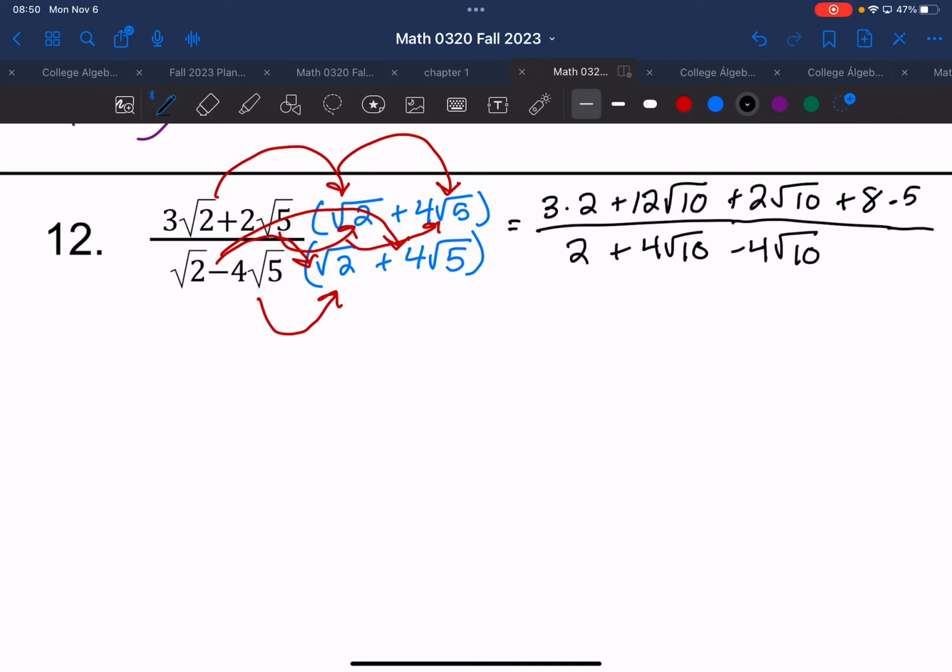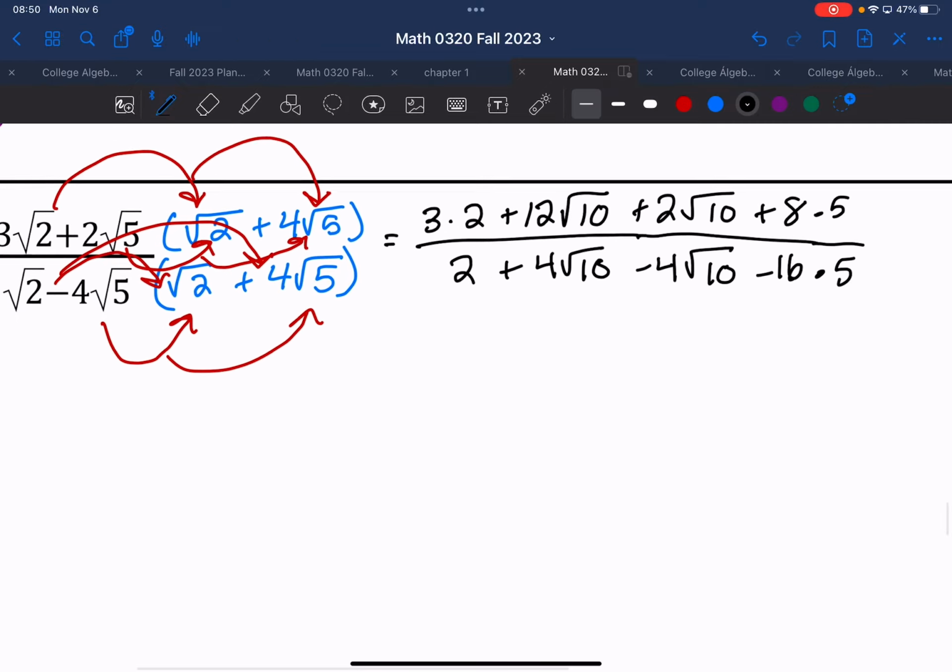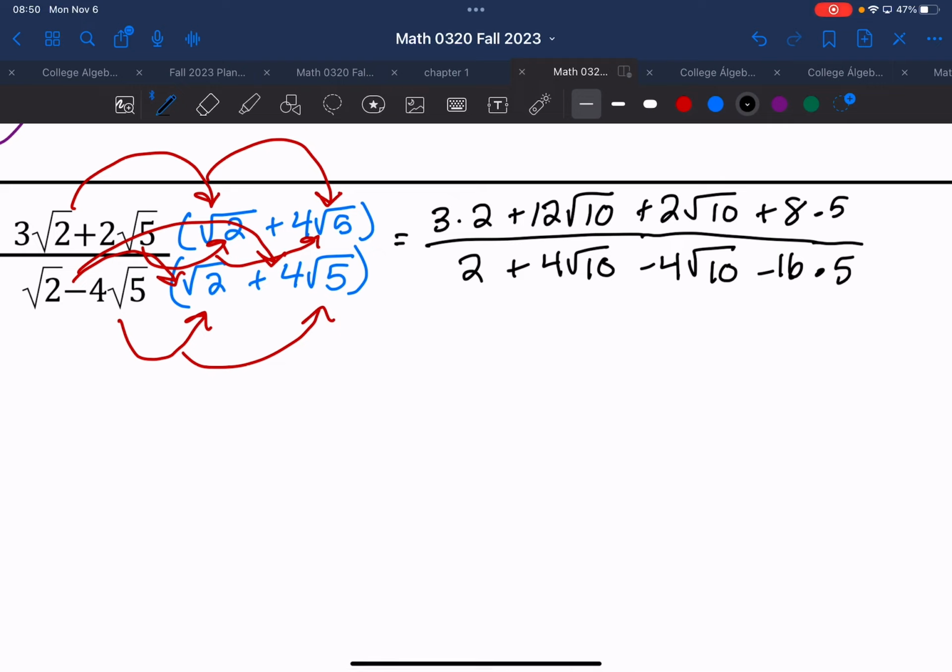And then lastly, we have negative 4 square roots of 5 times 4 square roots of 5. So multiplying the outsides, negative 4 times 4 is negative 16, and the square root of 5s are the same, so the square roots are going to cancel, and we are left with what number? 5. Okay, so we foiled the top, we foiled the bottom. Now we're looking at just this part off to the side, and we're going to simplify.